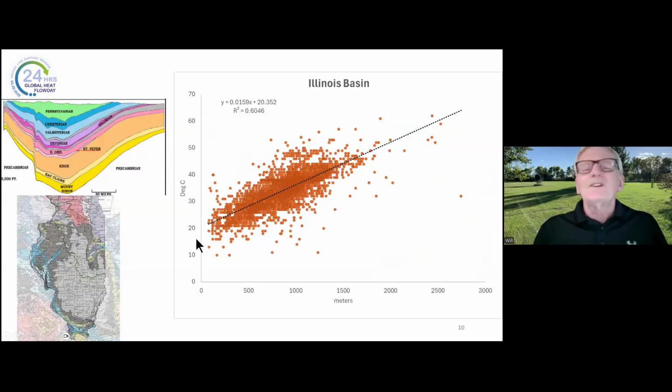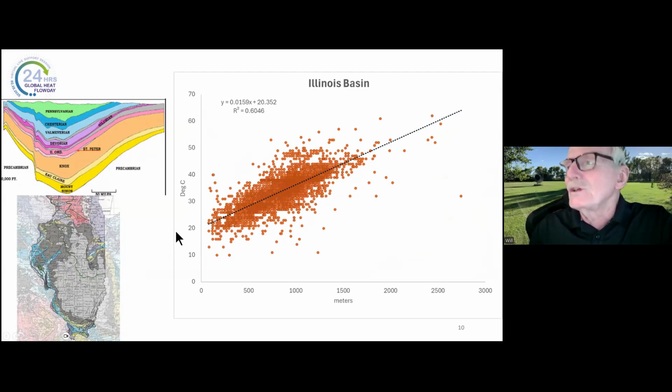So let's just take a look at the geothermal gradient plot for each of these basins. A cross section, mostly carbonates in the Illinois Basin. It's located in this lower portion here. Notice what we have is about 16 degrees C per kilometer, surface intercept 20 degrees C, which is about 10 degrees above the mean annual temperature in that region.